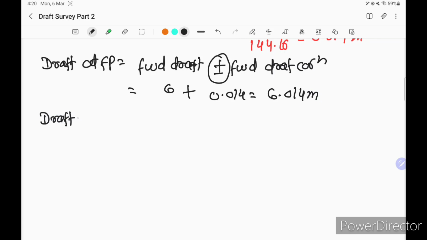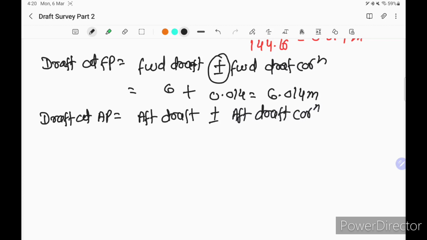Draft at aft perpendicular: aft draft plus or minus aft draft correction. So 7 plus, it is also opposite of the trim, 0.007 is equal to 7.007 meters.